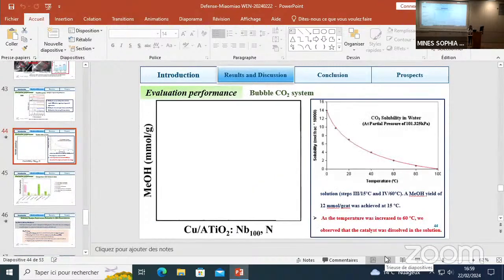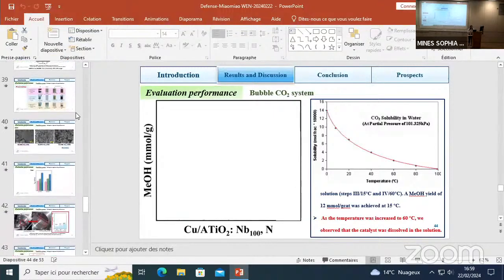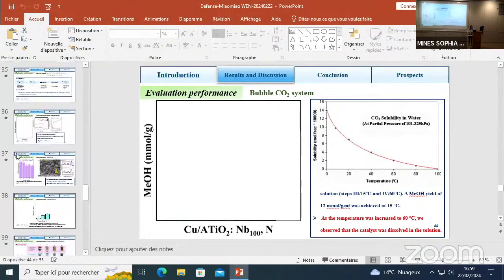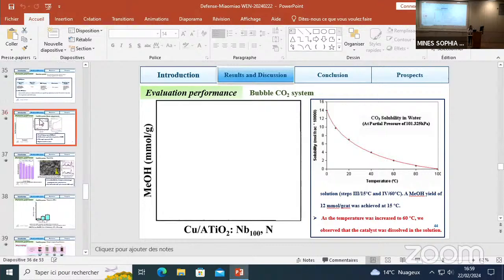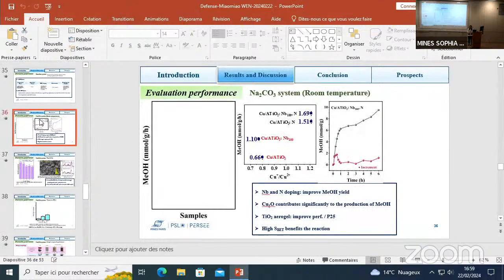So it also means our design was a success. At the beginning, using the advantage of the TiO2 aerogel was also a success. So it means it's a good choice. No, thank you for this.